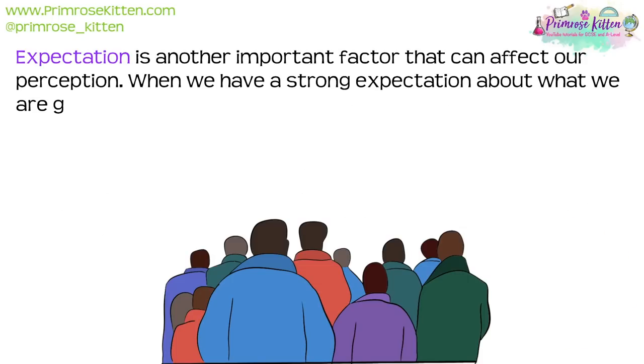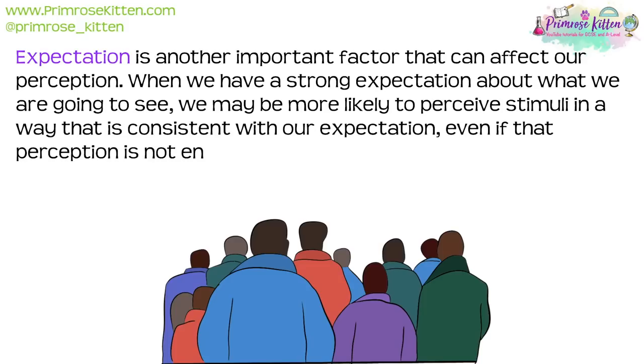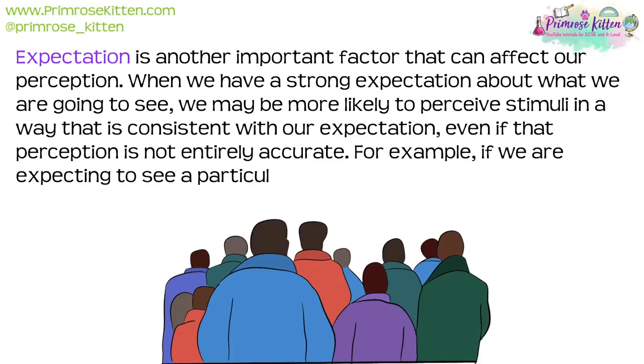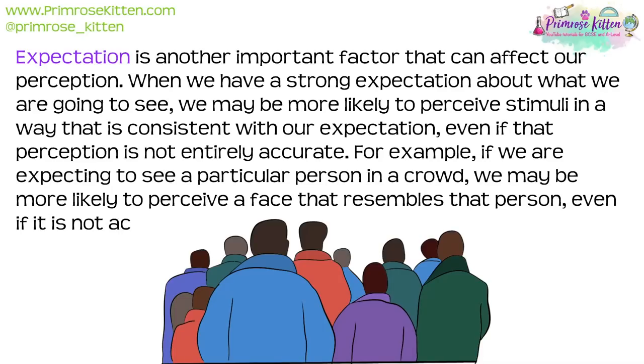Expectation is another important factor that can affect our perception. When we have a strong expectation about what we are going to see, we may be more likely to perceive stimuli in a way that is consistent with our expectation, even if that perception is not entirely accurate. For example, if we are expecting to see a particular person in a crowd, we may be more likely to perceive a face that resembles that person, even if it is not actually them.